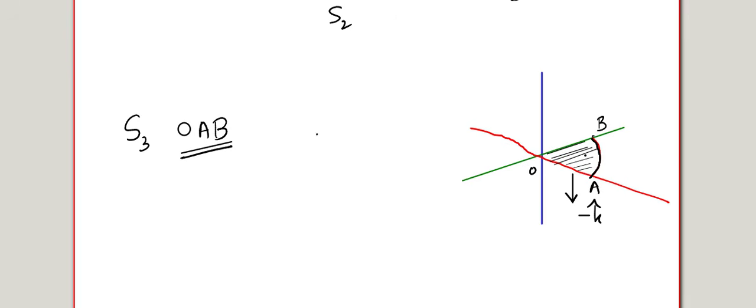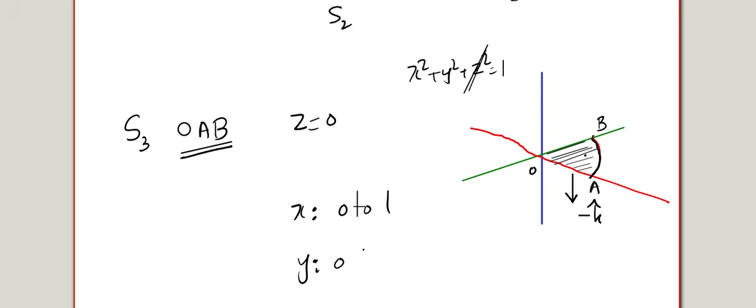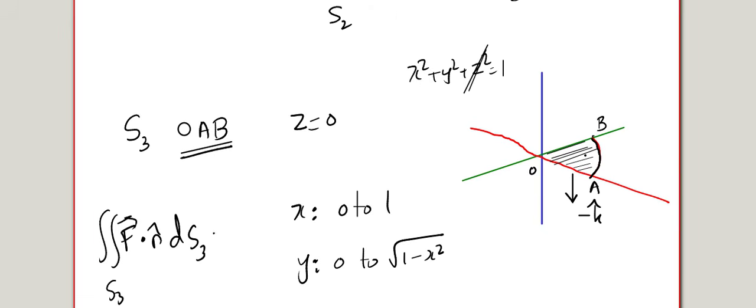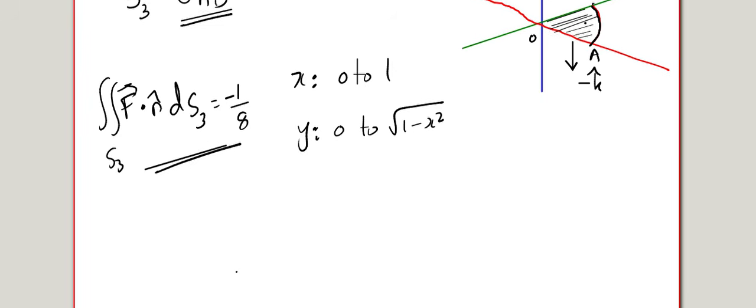and there is no z. So the sphere becomes the circle x square plus y square equal to 1. So x varies from 0 to 1 and y varies from 0 to root under 1 minus x square. And as usual, you do the double integral over S3 of f dot n cap dS3, and you will get minus 1 by 8. So we got minus 1 by 8 three times.